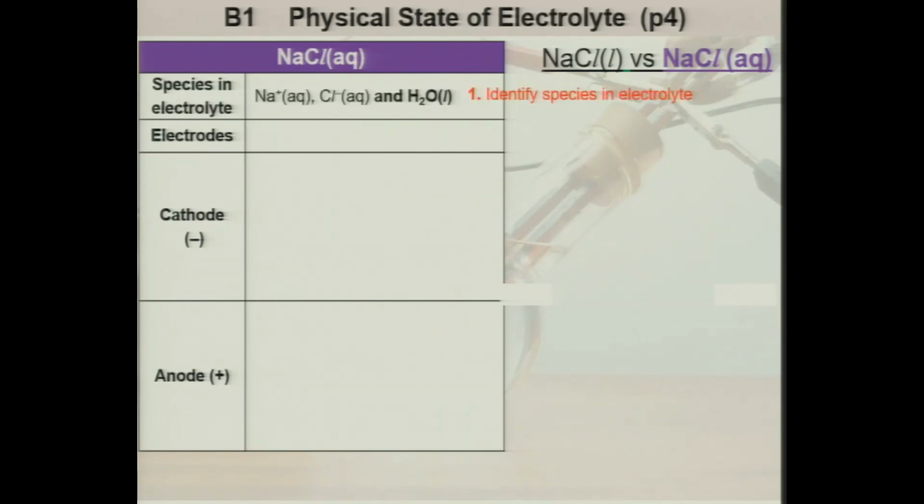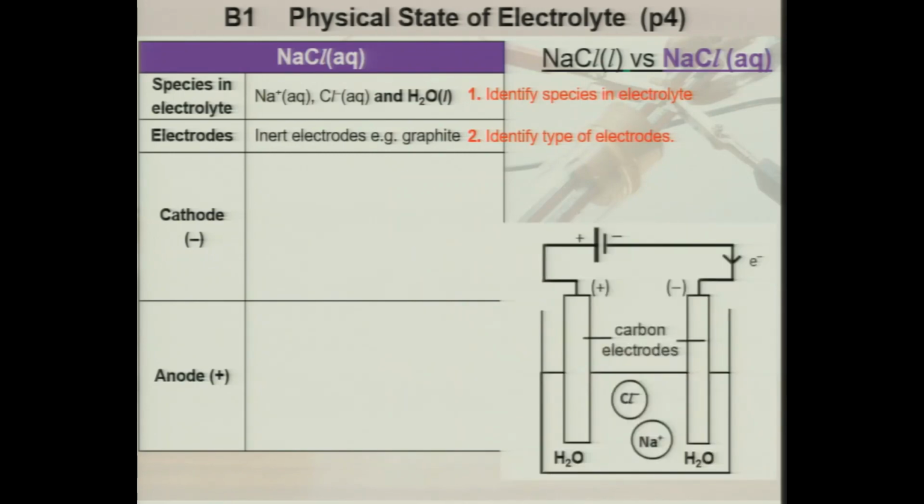First, I will realize that there's sodium plus, there's chloride as well, and there is water. Please don't ignore the water. Next, we still have graphite electrodes, which are inert. Okay, let's come back to this diagram.